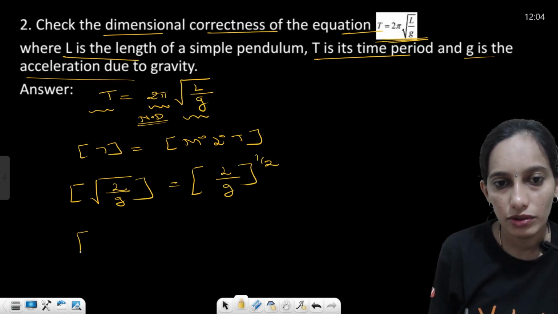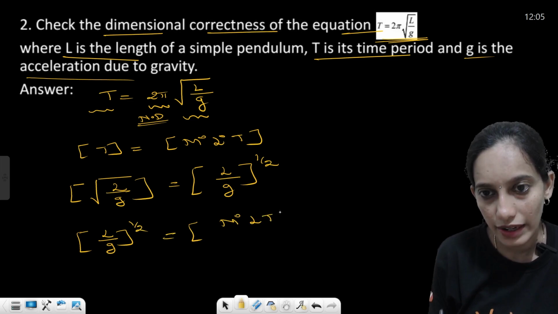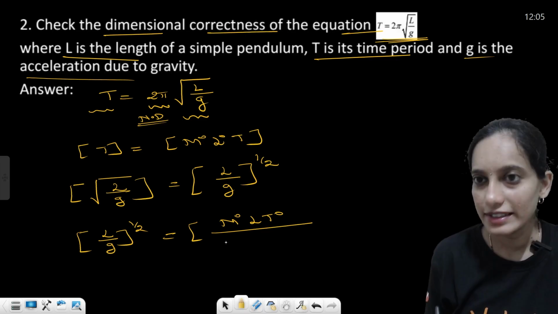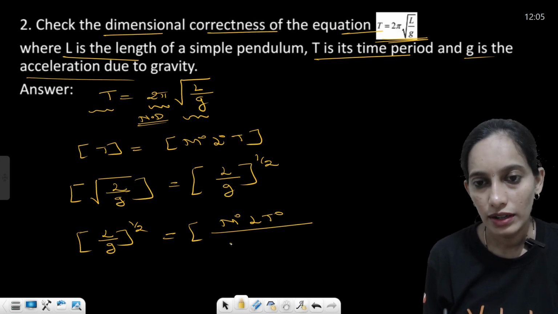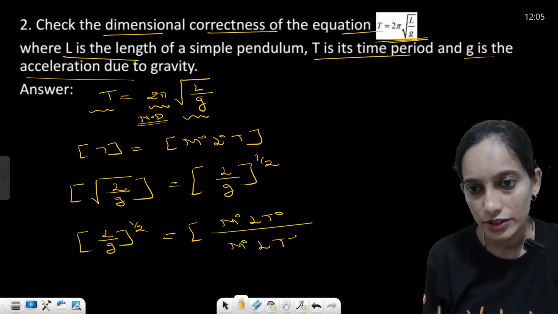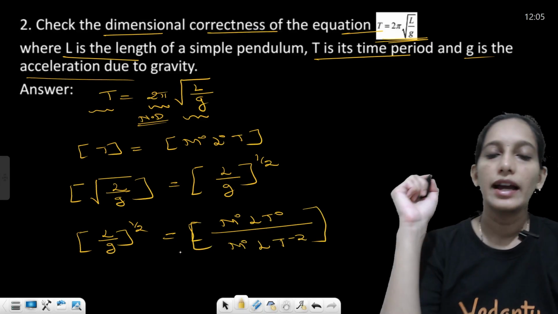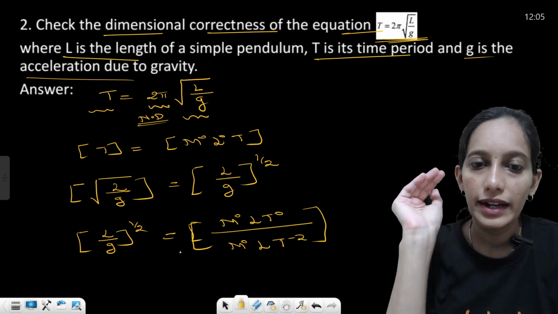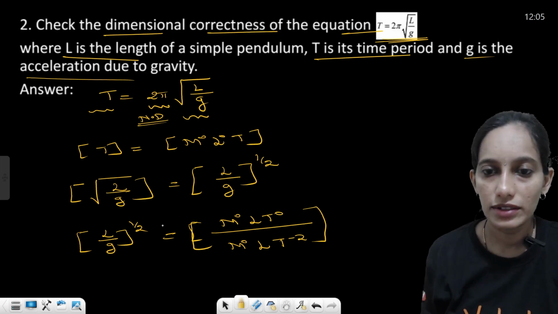Now let's write the dimensions. So L by G raised to power half in dimensions. L is M^0 L^1 T^0, divided by G, the acceleration due to gravity, which is going to have the dimension of acceleration itself, that is M^0 L^1 T^-2. So the dimension of L by G raised to half is, L is M^0 L T^0 and G is the acceleration dimension, M^0 L T^-2.